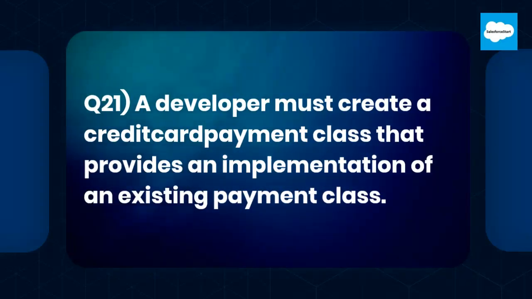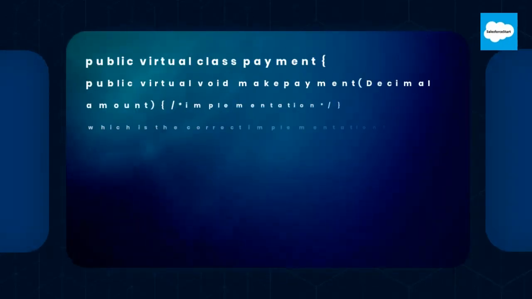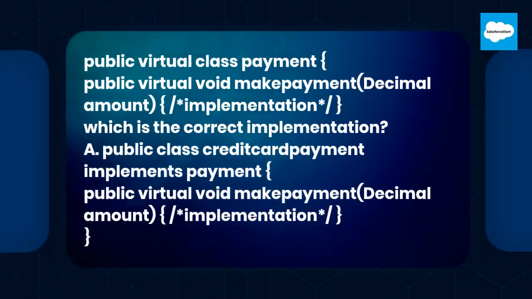Q21. A developer must create a credit card payment class that provides an implementation of an existing payment class. Public virtual class Payment, public virtual void makePayment(Decimal amount) { implementation }. Which is the correct implementation? A. public class CreditCardPayment implements Payment, public virtual void makePayment(Decimal amount) { implementation }.